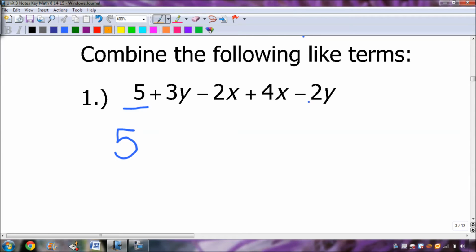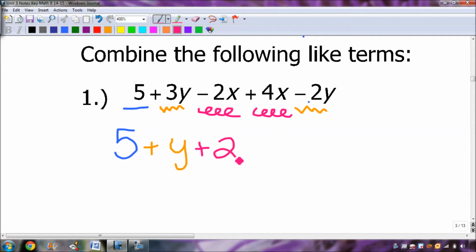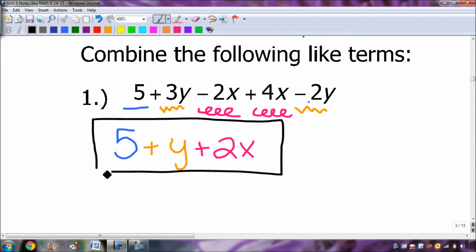The 3y has a negative 2y like it. So if I combine 3y with negative 2y, it just means 3 minus 2, which is 1y, or I can just say regular y. All right? And then we have negative 2x and positive 4x. When you combine those together, you get positive 2x. All right? Look at your final answer. See if there's anything that can be combined. Nothing can. So this is my final answer.